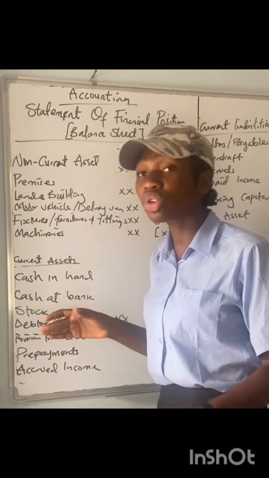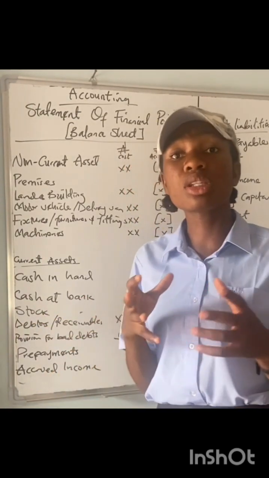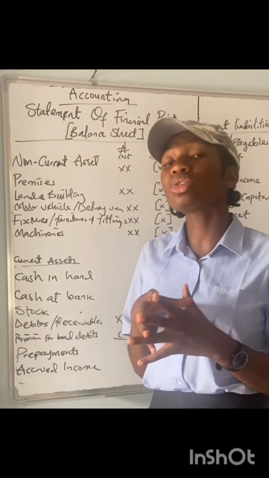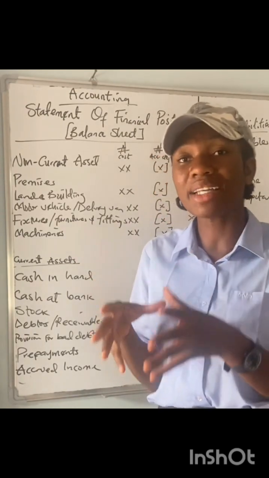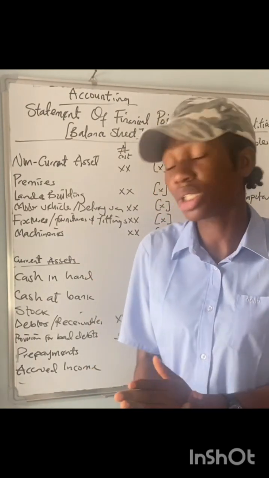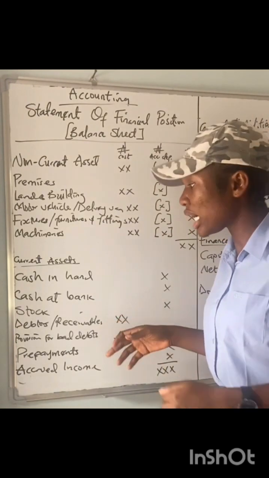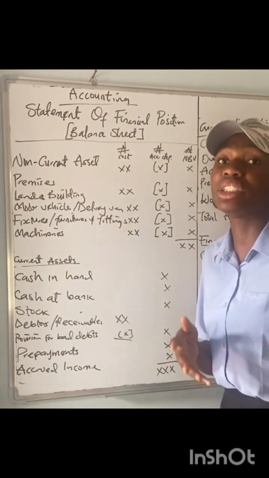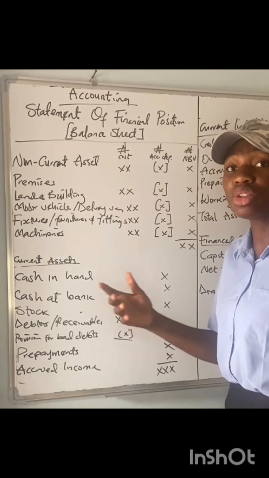And then we have the stock. This stock here is the closing stock of the business. That is the goods available at the end of the trading period. And then we look at the debtors. Our total debtors is also called the trade receivables. If you don't see debtors, you see trade receivables.